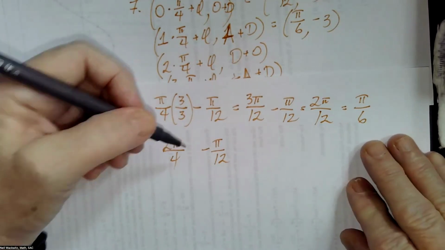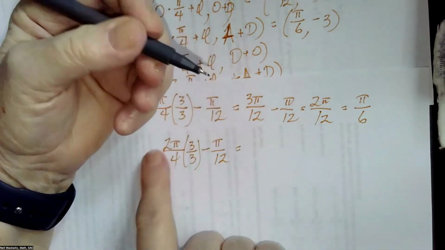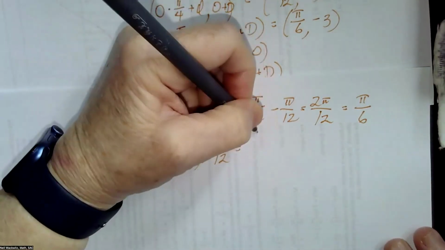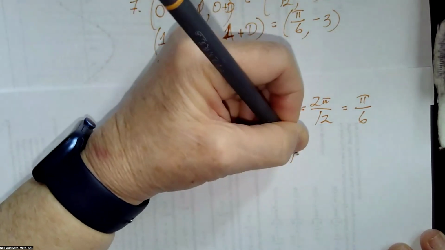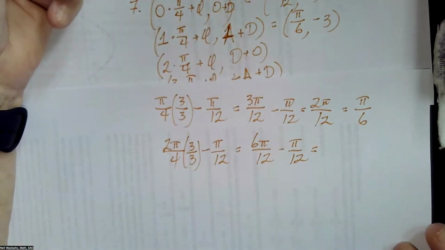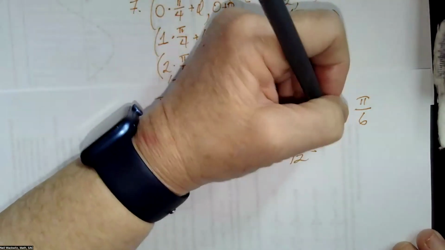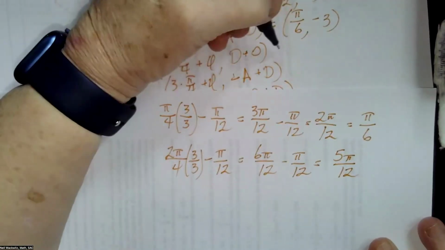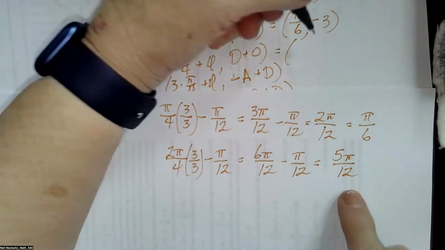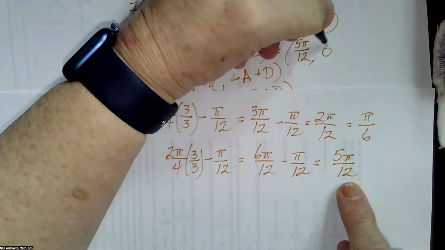Yes. Good. So this time we get 6π over 12 minus π over 12, and that gives us 5π over 12. Beautiful. So this point will be (5π/12, 0).